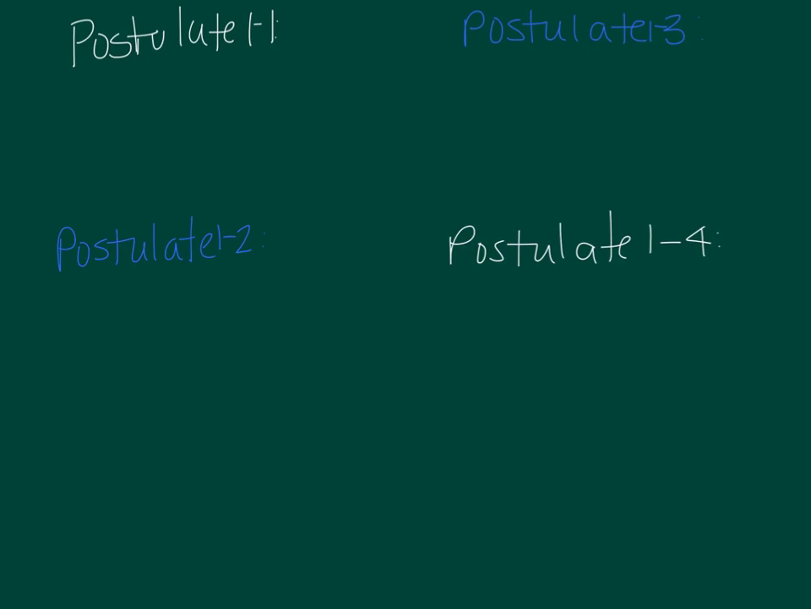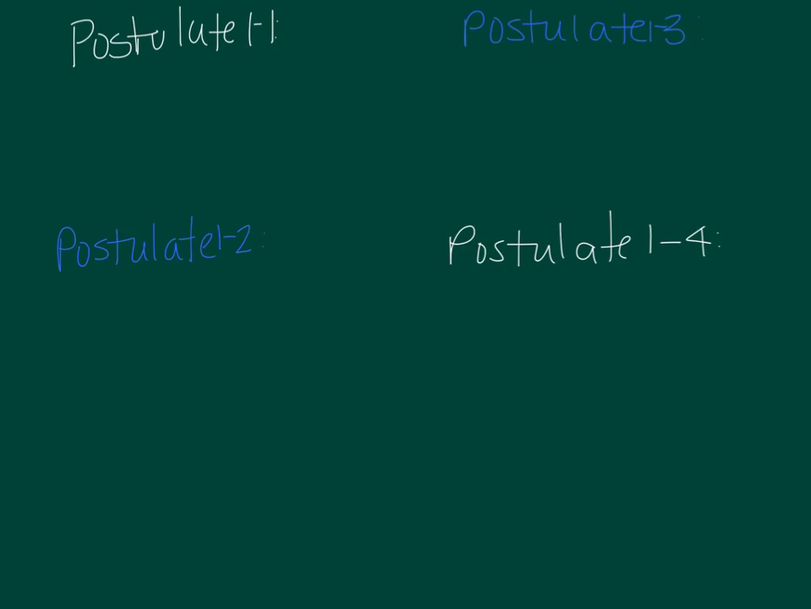So just in case you forgot, if you don't have your vocabulary next to you, a postulate is also called an axiom. I'm going to call it postulate, but sometimes it's called an axiom, and it's an accepted statement or a fact. Okay, so for the first postulate, this postulate 1-1 says through any 2 points, there is exactly one line. So through any 2 points, there's exactly one line.